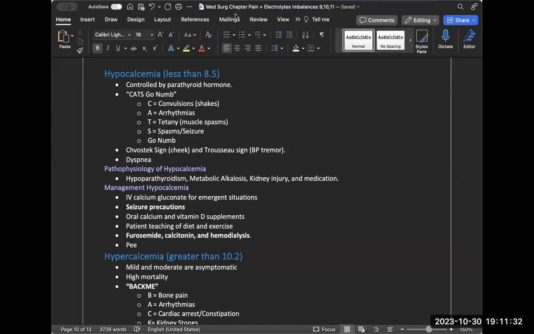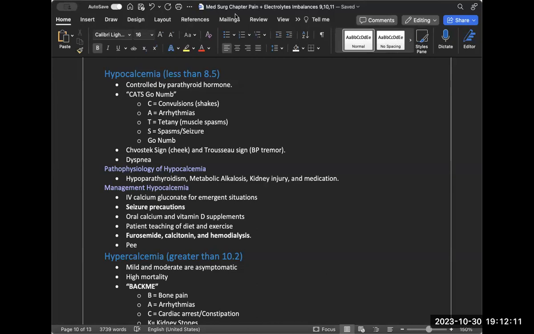Hypocalcemia, or calcium levels in general, has a very similar thing. The manifestations of low calcium are going to be the same manifestations of low magnesium levels. Just keep that in mind, okay? High calcium levels are going to have the exact same presenting symptoms as hypermagnesemia, okay? So keep that in mind. Hypocalcemia means a calcium level less than 8.5, okay?